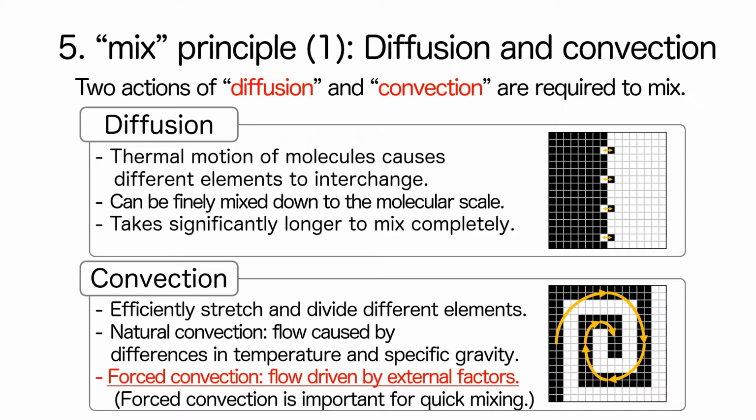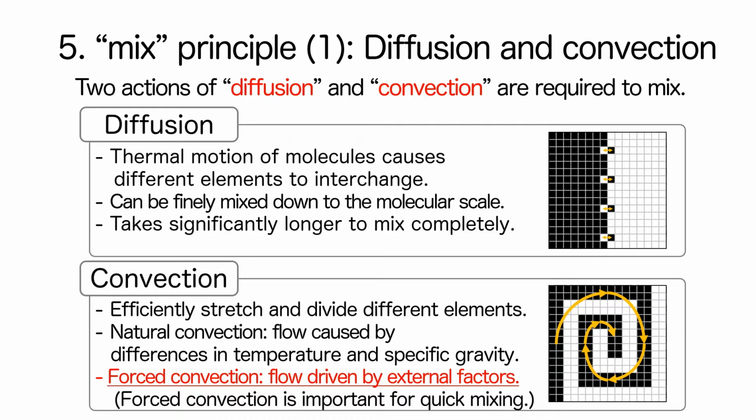Diffusion and convection are necessary for mixing. Diffusion mixes by interchanging different substances at the molecular level, but it takes a significant amount of time for them to mix completely. Convection quickly increases the interface between different things by stretching the separated state with flow.